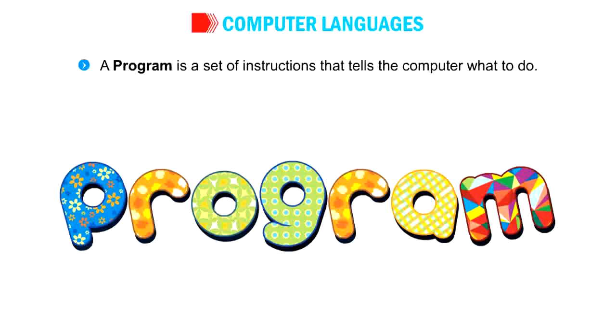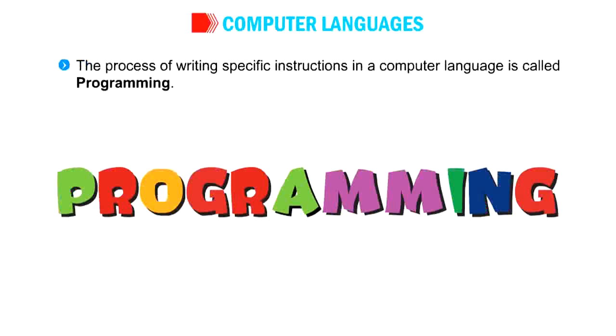A program or a computer program is a set of instructions that tells the computer what to do. The process of writing specific instructions in a computer language is called programming. The set of instructions or programs we write in an order is called syntax.